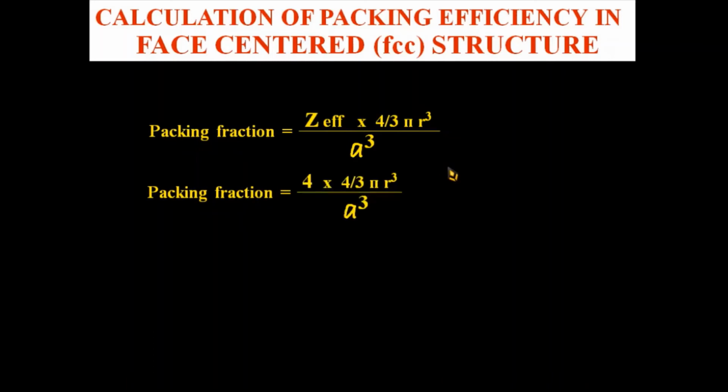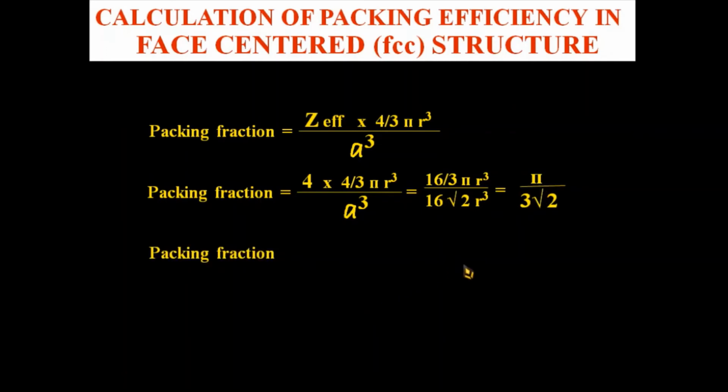Packing fraction is equal to Z effective, volume contributed atom of FCC, which is 4. So the value of Z effective is 4. 4 into 4 by 3 pi R cube divided by A cube. That is equal to 16 by 3 pi R cube divided by 16 root 2 R cube. That is equal to pi divided by 3 root 2.